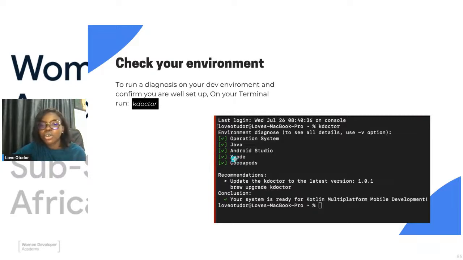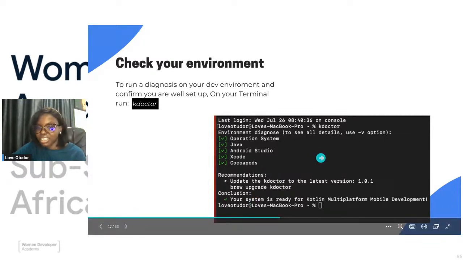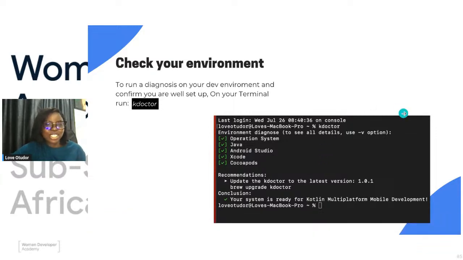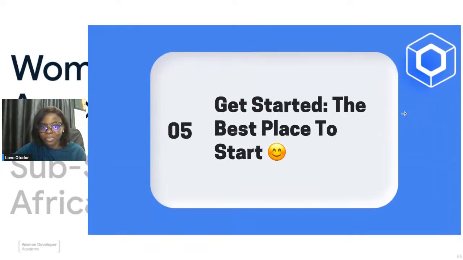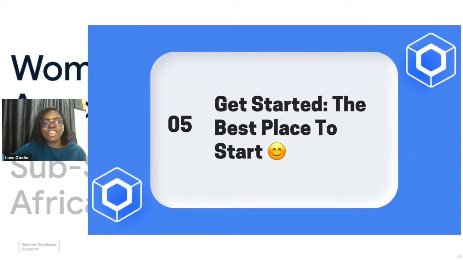If you're having issues, or probably you've not installed Xcode yet, then when you run KDoctor, instead of seeing a check mark in the box, you're going to see an X to show that your Xcode is not properly set up. As you can see here, it says your system is ready for Kotlin Multiplatform Mobile development. So let's get started.